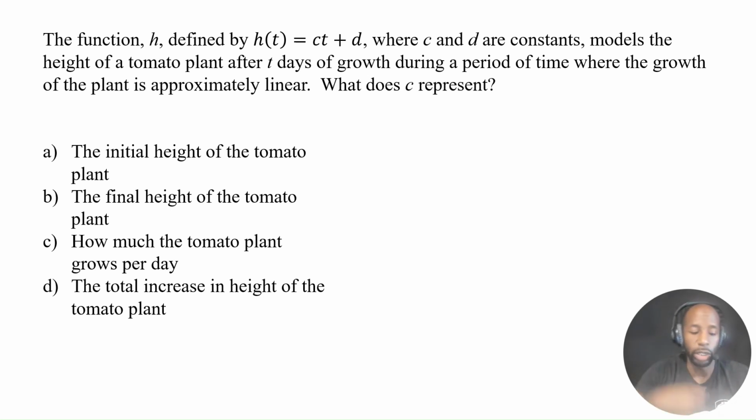Now, this is a pretty easy problem, especially if you recognize a couple of things from the jump. This kind of stuff shows up a lot on the SAT, by the way. So first of all, check this out. Let me use a different color. This function is defined by this equation, h of t equals ct plus d. What does that look like? This looks like y equals mx plus b, slope-intercept form of a line, okay?